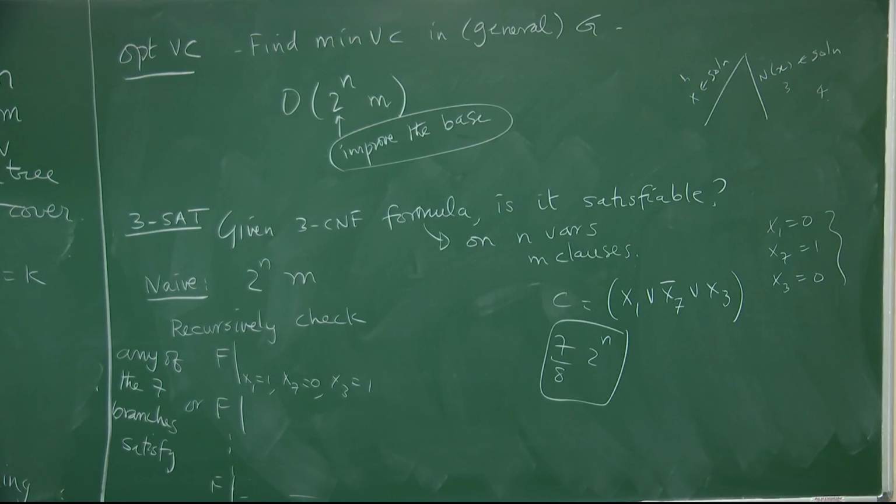What would be the running time? 7 to the power something. What is the depth of this recursion? Everything boils down to answering that question. What is the depth of the recursion? So what do I do in one branch?